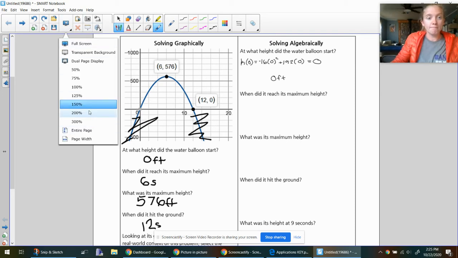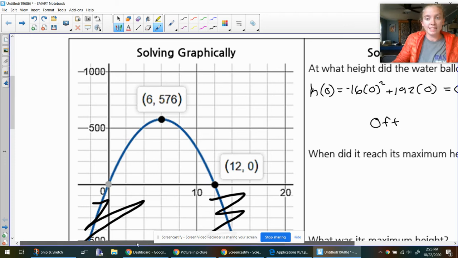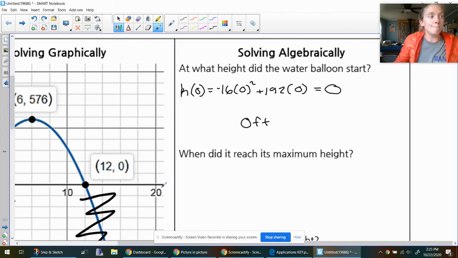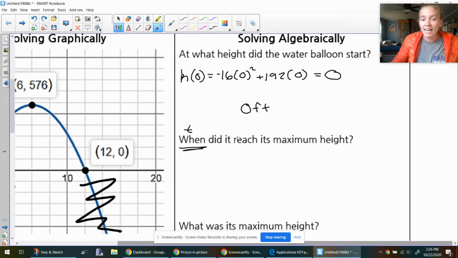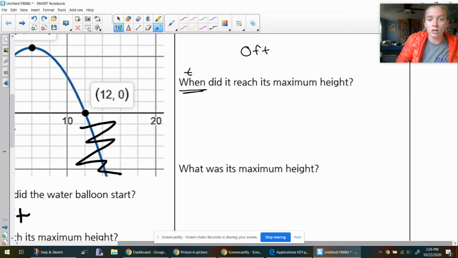Let's zoom back in again. Next, we want to figure out when will it reach its maximum height. So the maximum height is going to happen at the axis of symmetry. It's going to be the x-coordinate, because we're asking when, we're asking for the time. So we want to know what is the x-coordinate when it reaches the maximum height. And we can figure that out by using our equation for the axis of symmetry, negative b over 2a.